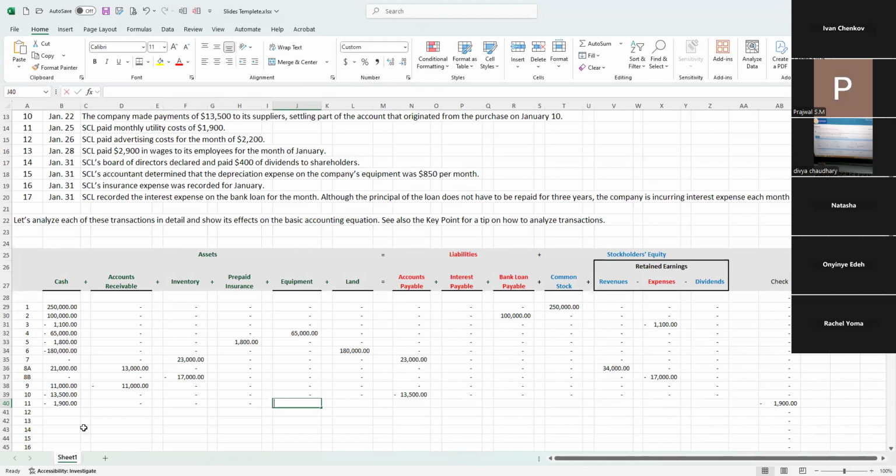If the expenses are going up, what's going down? Retained earnings. Yes, exactly. Retained earnings going down. If the retained earnings goes down, shareholders' equity goes down. Make sense? Okay, excellent. Let's do another one.